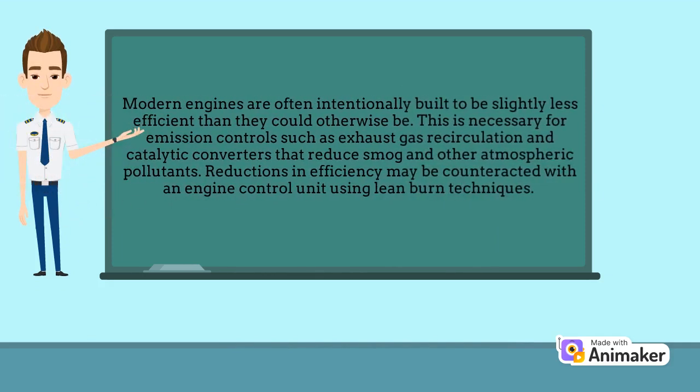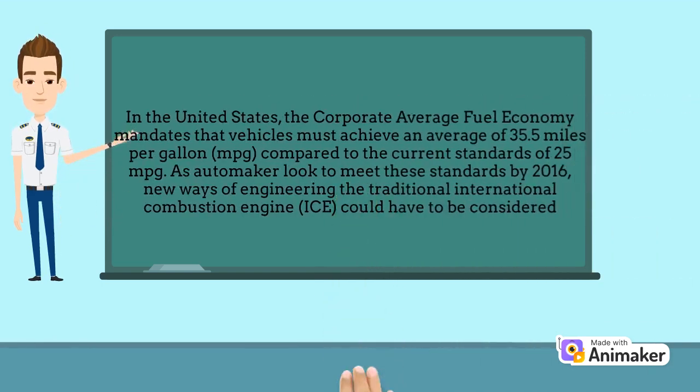Modern engines are often intentionally built to be slightly less efficient than they could otherwise be. This is necessary for emission control such as exhaust gas recirculation and catalytic converters that reduce smog and other atmospheric pollutants. Reductions in efficiency may be counteracted with an engine control unit using lean burn techniques.